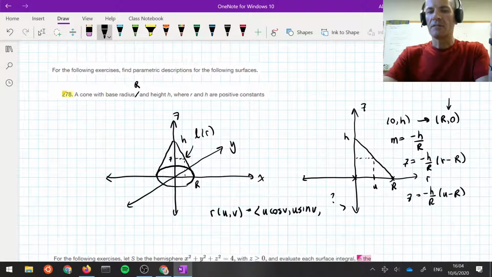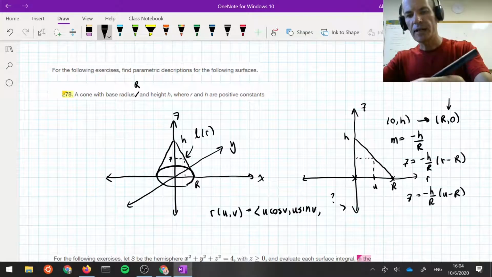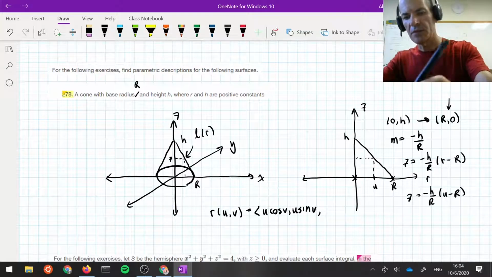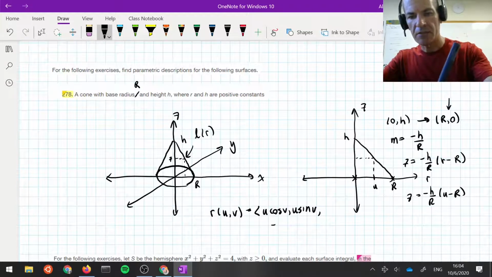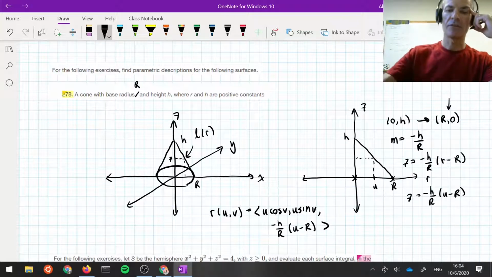z doesn't depend on v. This is radially symmetric, so we have it. We have the full z dependence. It's simply minus h over R, u minus R, and that finishes out the vector.